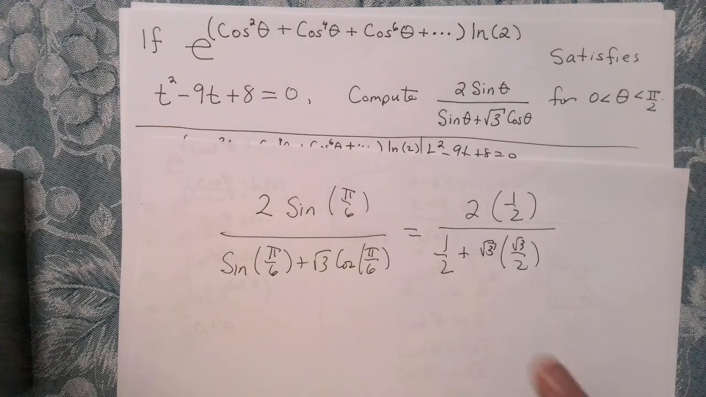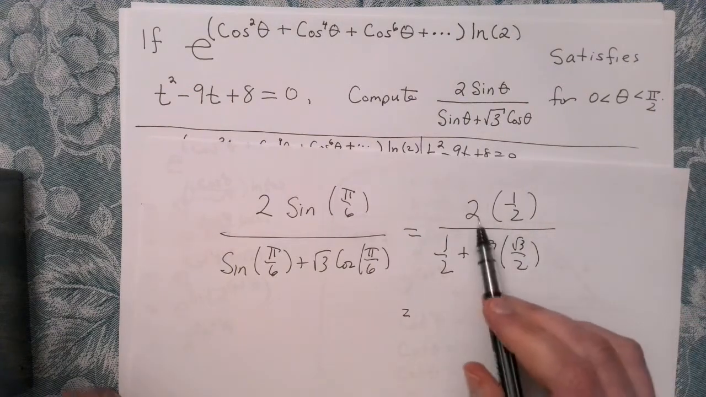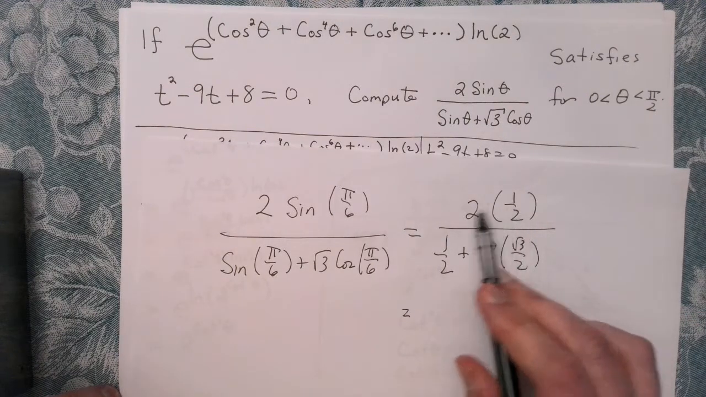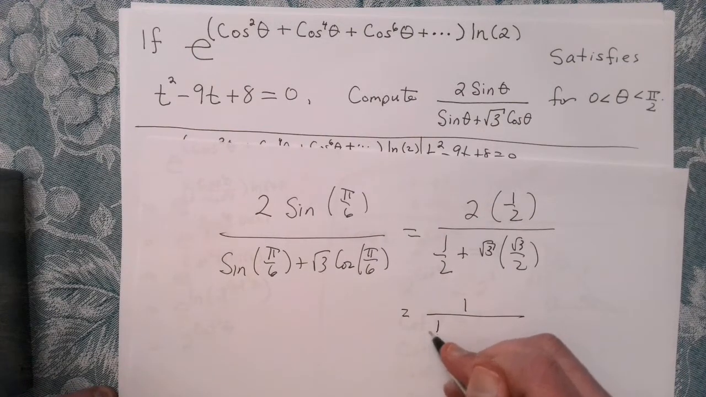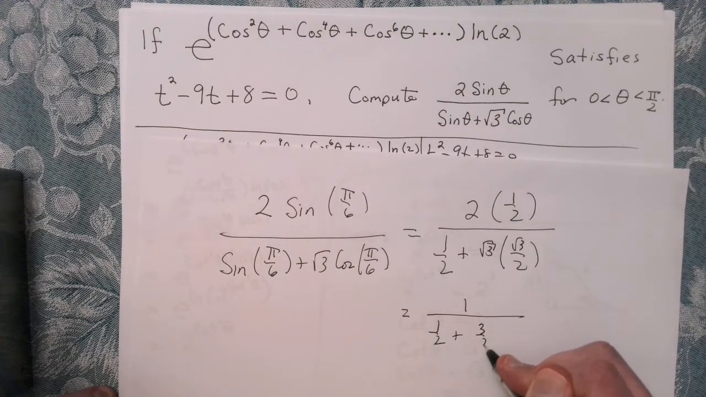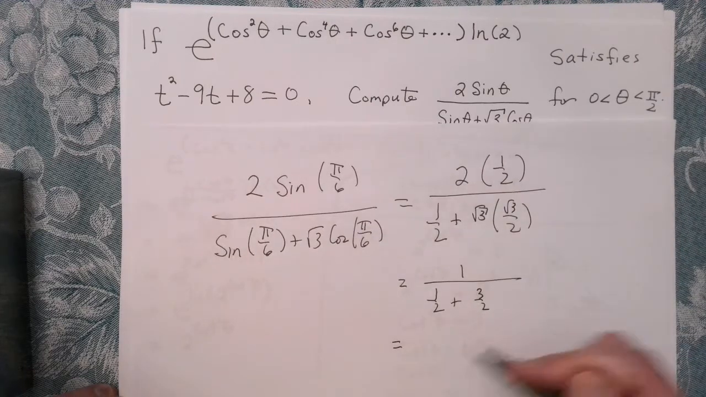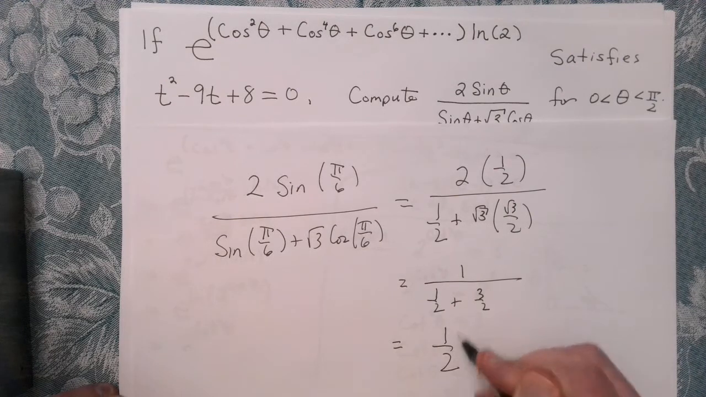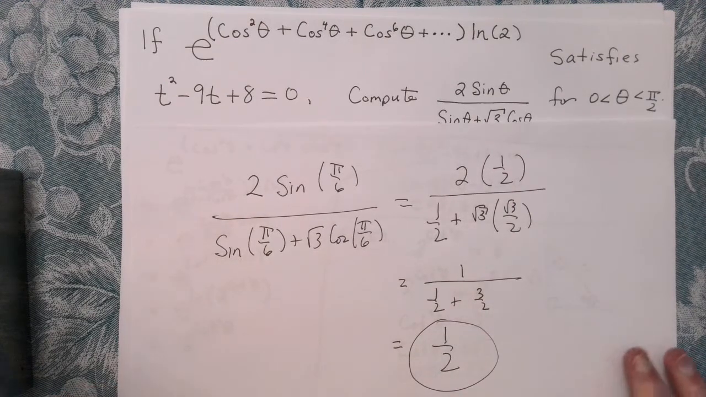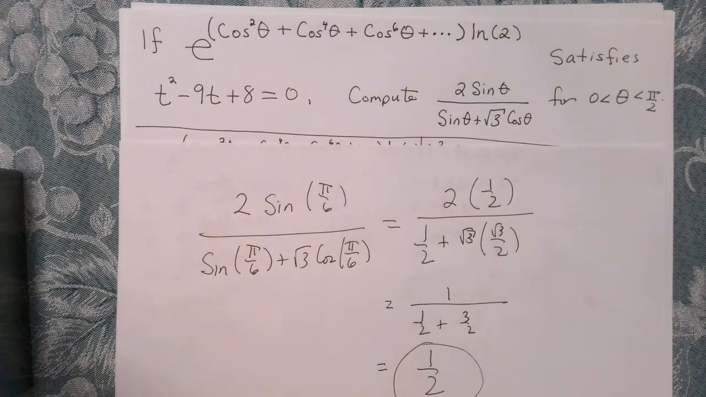So these are all taken care of. And so, I mean, these are reciprocal, so their product is, of course, 1. So that's 1 over 1/2 plus 3/2. But that's 4/2, so that's 2. So 1/2 is the value that we're looking for. What a cool problem. I really enjoyed that one.